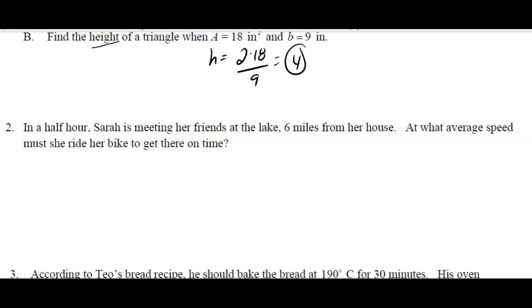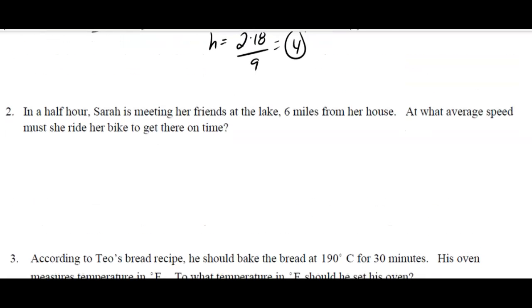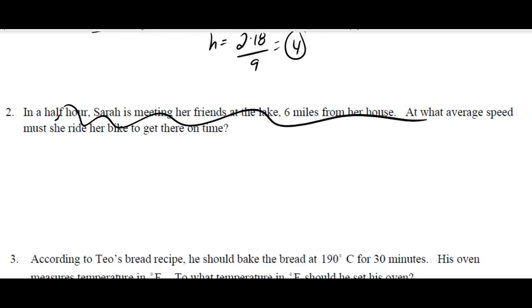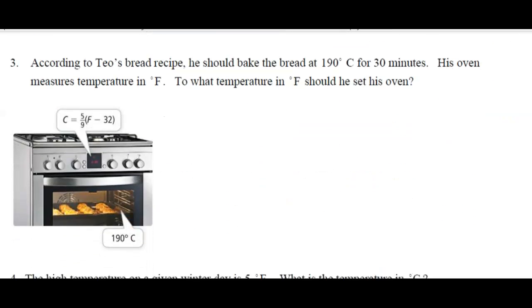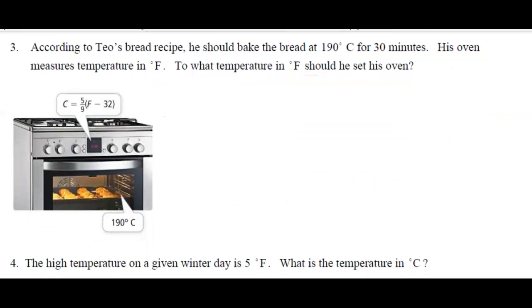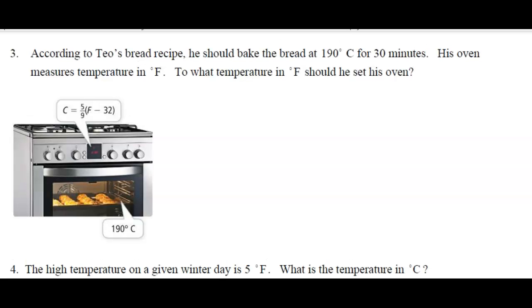It says, in a half hour, Sarah is meeting her friends at a lake 6 miles from her house. At whatever speed must she bike to get there on time. And we are skipping that one. Sorry. Alright, so like I said, we're going to skip number 2. Not really relevant to the homework you have, and trying to keep this video a little shorter.